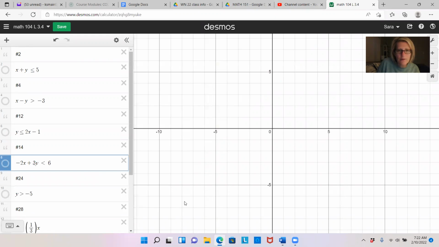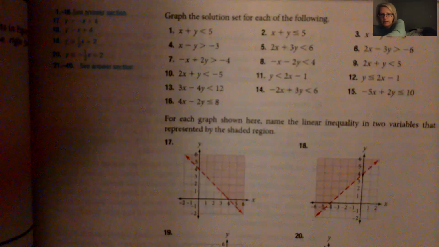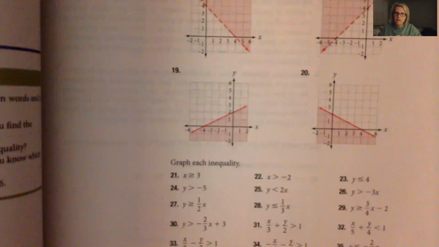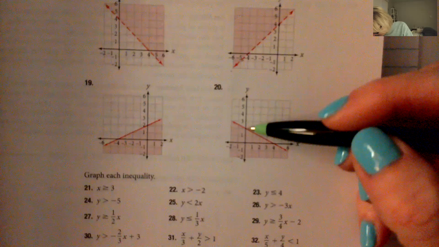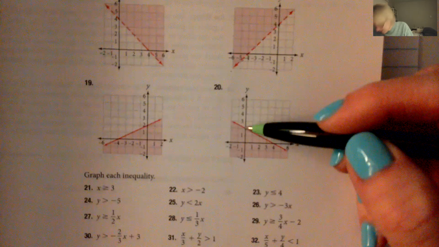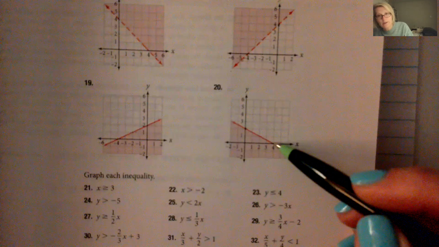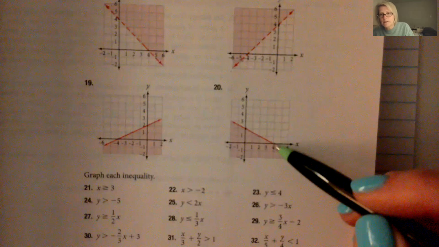Okay, let's do the same thing for number 20. That was fun. Number 20. Let's see if we can find two cool points to work with here. It looks like we have the Y-intercept at 0, 2, and it looks like we have an X-intercept at 4, 0. So we can use those 2 points to help us create our line.